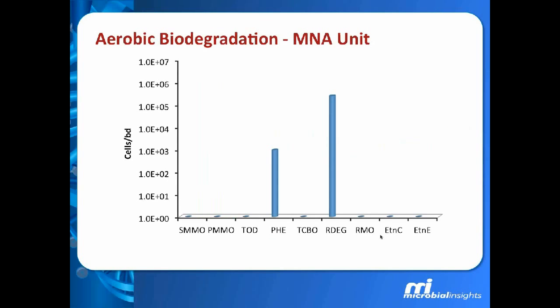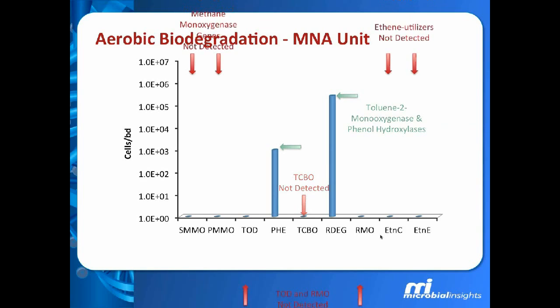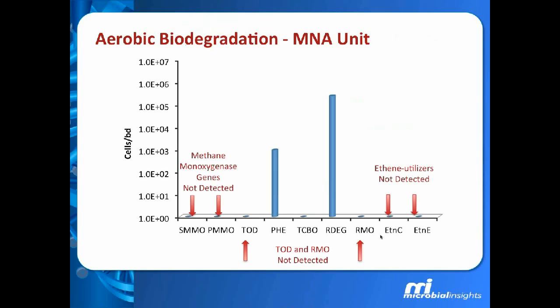So shifting in the same control unit to look at the aerobic biodegradation potential, we did not see the trichlorobenzene dioxygenase gene, suggesting limited potential for growth-supporting aerobic biodegradation of the trichlorobenzene under existing conditions. When we looked at genes associated with aerobic cometabolism, results were mixed and not overwhelmingly encouraging. Although toluene 2-monooxygenase and phenol hydroxylase genes were present, RMO, toluene dioxygenase, methane monooxygenase, and even the ethene catabolic genes were all below detection limit.